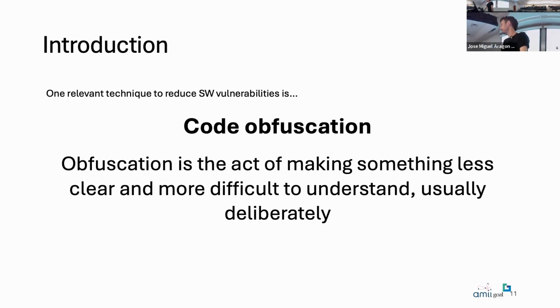So one relevant technique to hide some of the software vulnerabilities is code obfuscation. Obfuscation is defined as the act of making something less clear or more difficult to understand. So code obfuscation tries to alter and hide some information about the data, the variables, the debugging process, or even alter the instruction flow of the program, making the software more resilient against different types of attack.